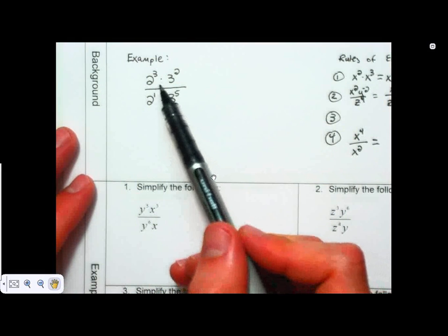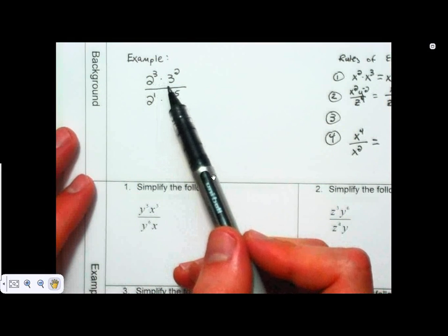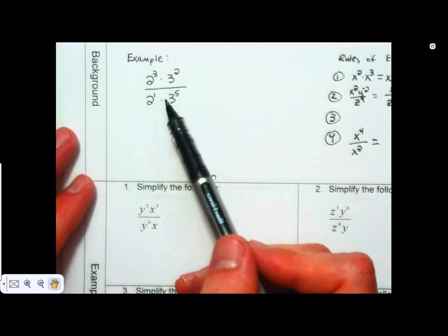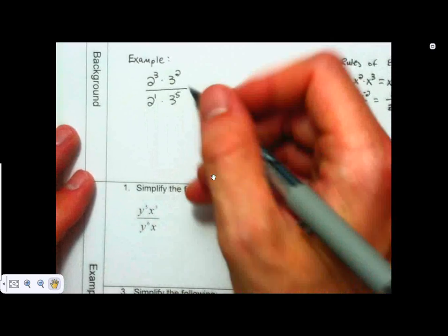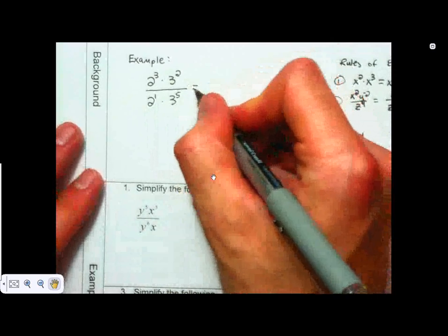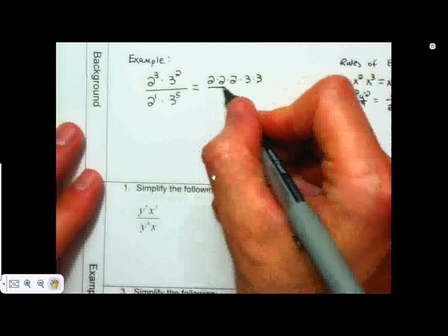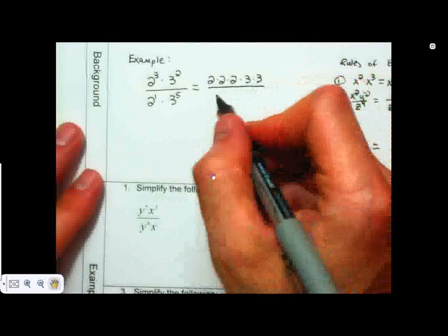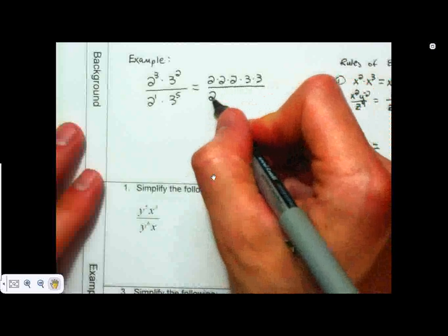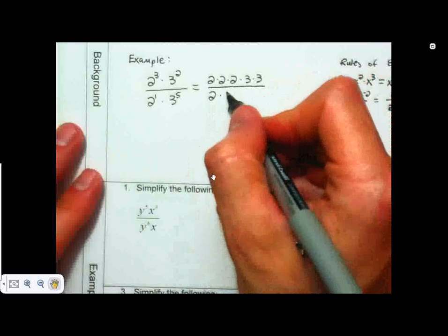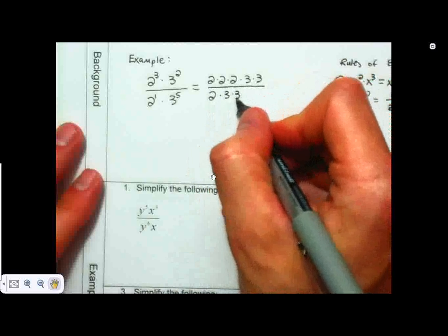So what we're going to do is try to simplify this the long way and then see if we can develop a shortcut. If I wrote out what 2 to the third actually means, that means I have 3 factors of 2. 3 squared means I have 2 factors of 3. And then on the bottom, we've got 2 to the first, which is 1 factor of 2, and then 3 to the fifth is 5 factors of 3.